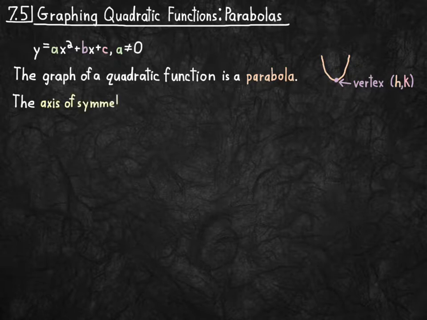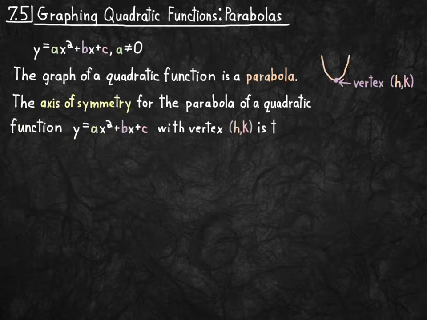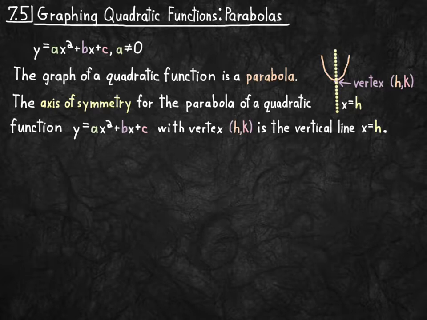The axis of symmetry for the parabola of a quadratic function, y equals ax squared plus bx plus c, with vertex h, k, is the vertical line x equals h. So it's the vertical line that goes through the vertex. Okay, so it has to have the same value as the first coordinate of the vertex.